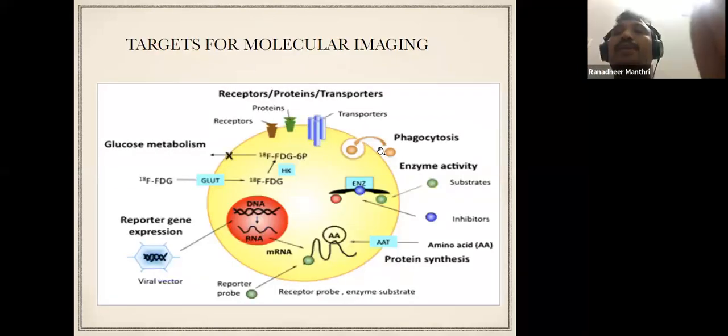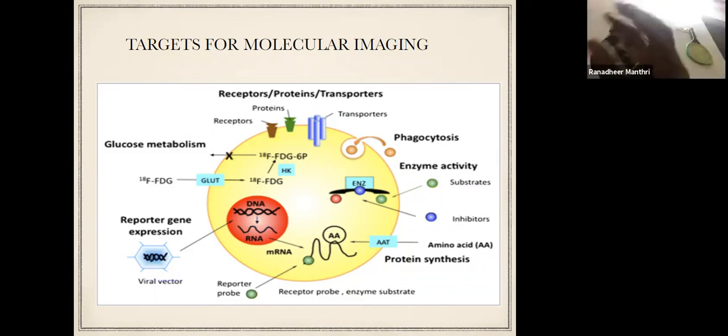What are the targets for molecular imaging? The targets are receptors, proteins, transporters. Then there will be phagocytosis, enzyme activity, protein synthesis. All these can be targeted. For example, glucose metabolism is targeted by FDG.